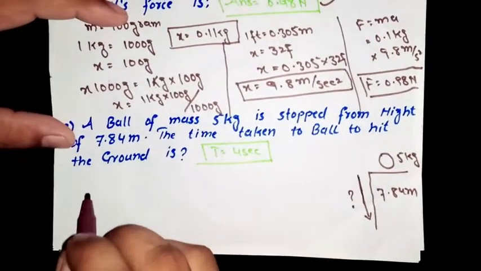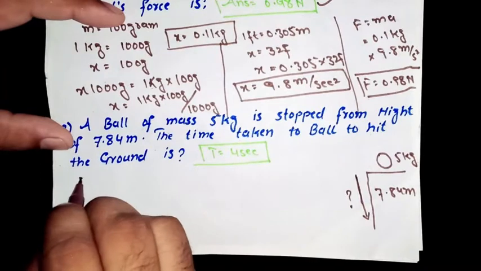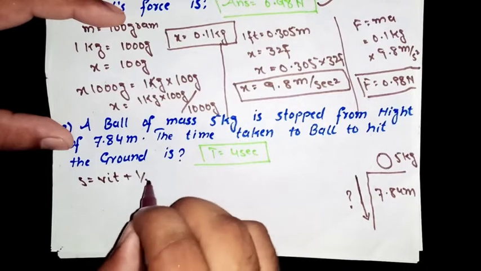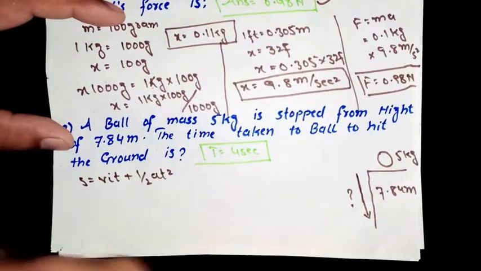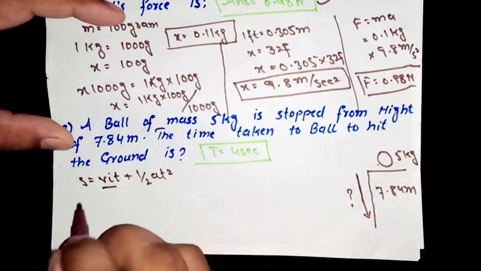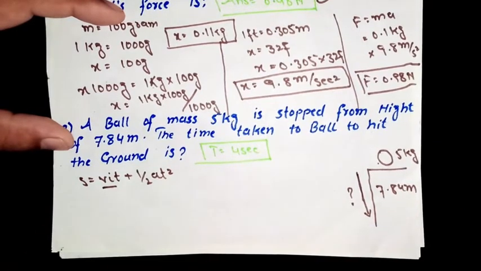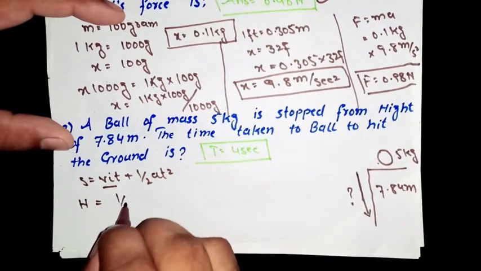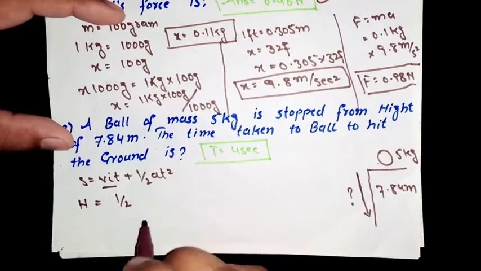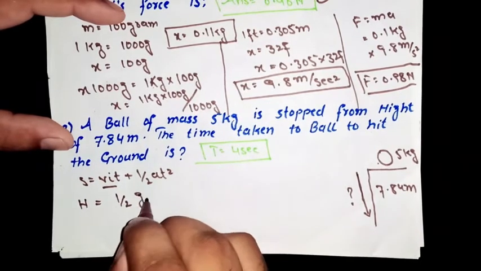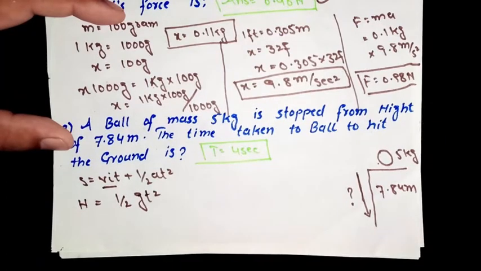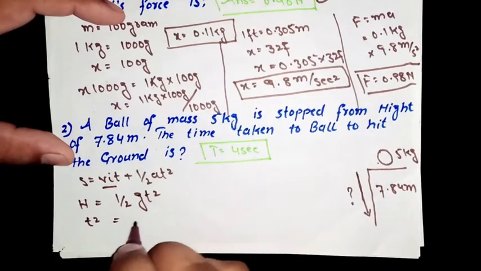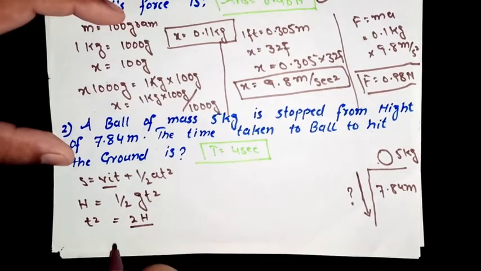So we will use the equation of motion. The equation of motion is s equal to v_i t plus half a t square. Initial velocity of the ball is 0, and s is replaced by height h. So h is equal to 0 plus half, and the acceleration here is acceleration due to gravity, so this will become g t square. And we need to find the time. So t square is equal to 2 times h divided by g.